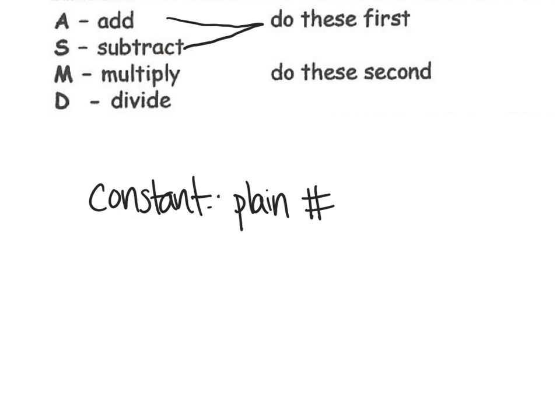And then it says multiply, divide. Do these second. So you're going to multiply and divide, do that second, okay? So that's the second step. You're either going to multiply to get rid of the variable, or you're going to divide to get rid of the variable, or get rid of the number next to the variable.